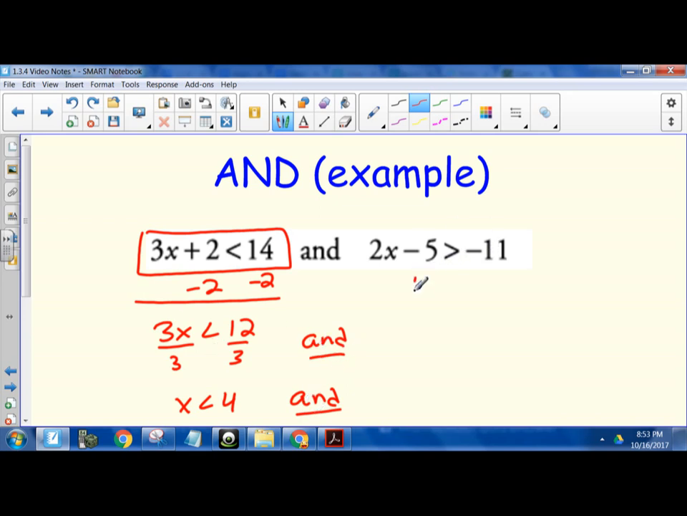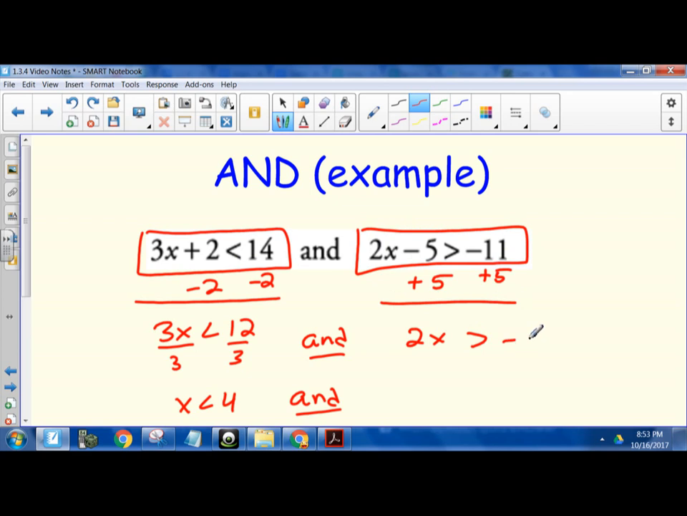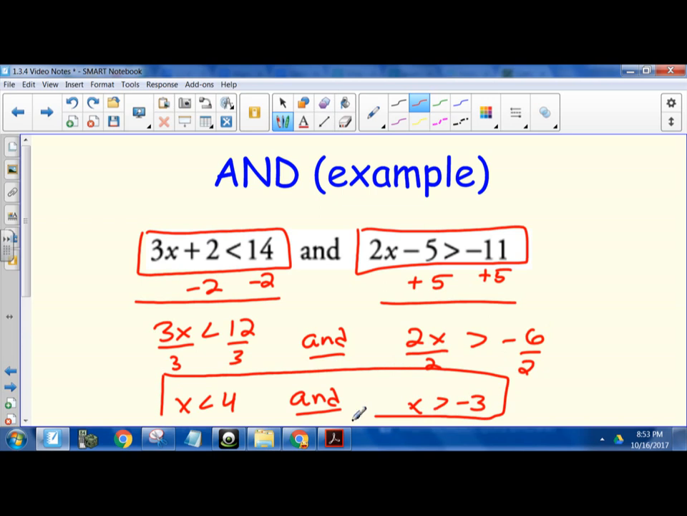And then over here you just simply have to add 5 to both sides. So let's see, it's a separate inequality again, don't get it confused with that one. So if you add 5 to negative 11, you're going to get that 2x is greater than negative 6. And then if you divide by 2, you're going to get that x is greater than negative 3. And this is the solution set to the inequality.